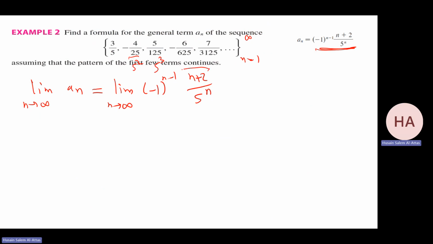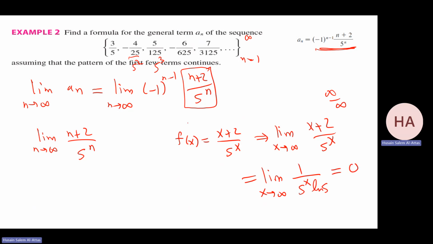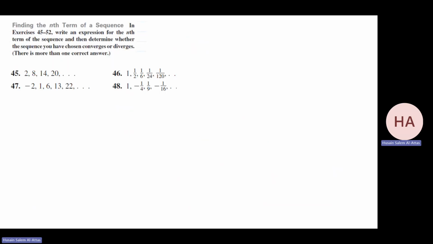Okay, so check this. I need to find the limit as n goes to infinity of (n plus 2) over 5 to the power n. Take it as f of x. I need L'Hopital's rule for that, or I can do it right away. I have infinity over infinity, so I'll do L'Hopital's rule. That will be 1 over 5 to the power x ln 5, and that will be 0. So this limit is equal to 0, so it converges to 0. These are the questions for finding the nth term. I put all the questions in the book. I think they are easy ones.